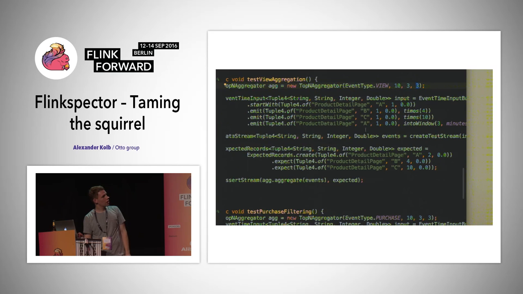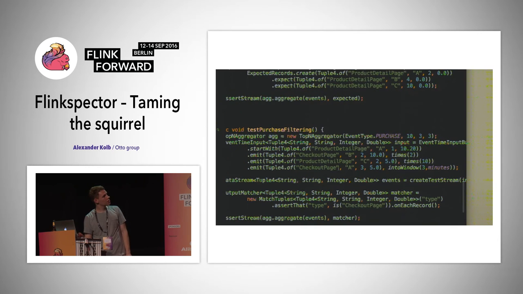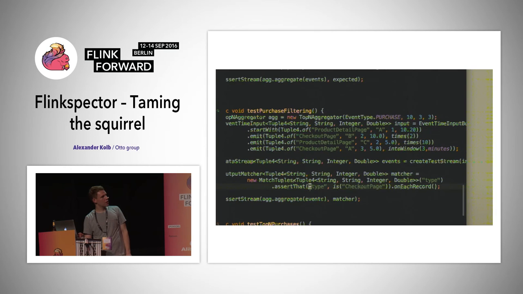For the aggregation, you put in some windows. This is the same as I showed before. And here you just test the filtering. You put in these events, and because it's purchases, you only want to see checkout pages. What you actually do here is assert that the type is checkout for each record, so you only have to look at the type for your test.